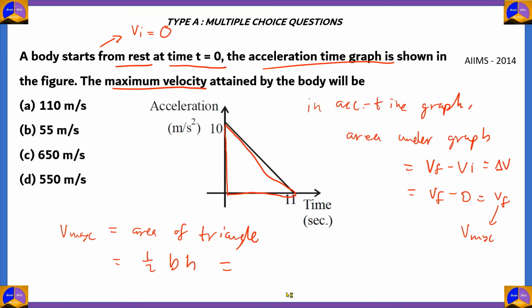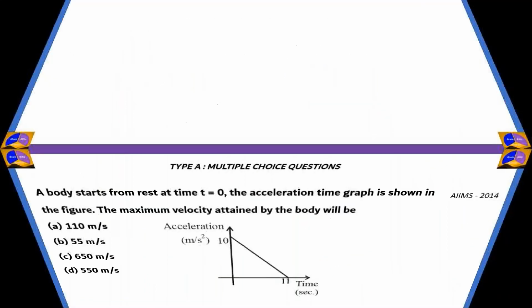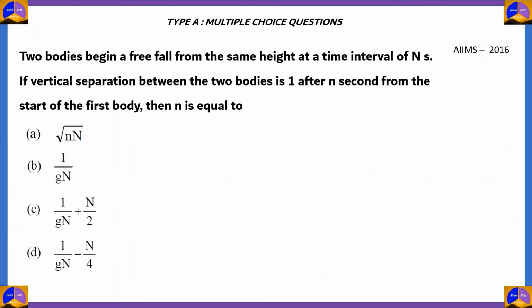Over here, the base is 11, so half times 11, and times the height, which is 10. So 2 goes into 10 5 times, so we get 5 times 11 equal to 55 meters per second as the maximum velocity attained by the body with this acceleration time graph. So option B, 55 meters per second, is the right option. Let's move on to the next question.